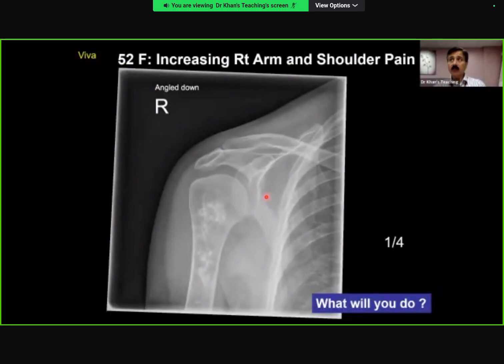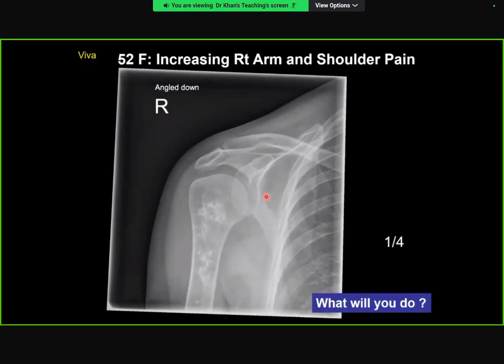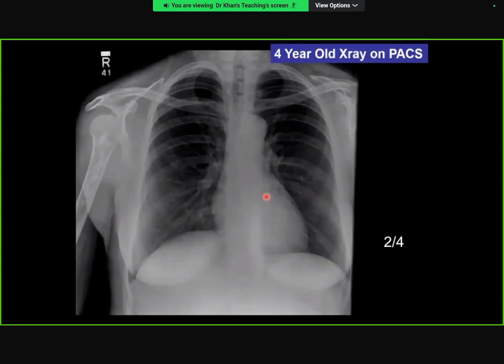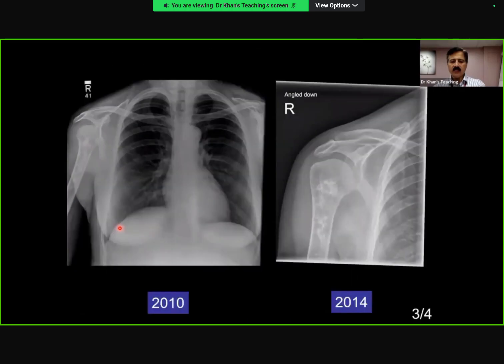Okay, candidate 3. This case has got increasing right arm and shoulder pain. So we did an X-ray. What are you going to do? First step. So I would compare with any previous imaging that was available. Excellent. In this particular case, we did not have any previous shoulder X-ray, but we had a chest X-ray. Luckily, that part of anatomy was covered somehow or the other. This is 4 years old X-ray. So this is 4 years old, and this is current.